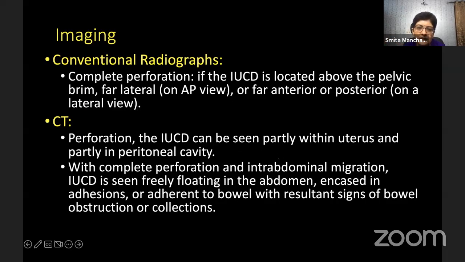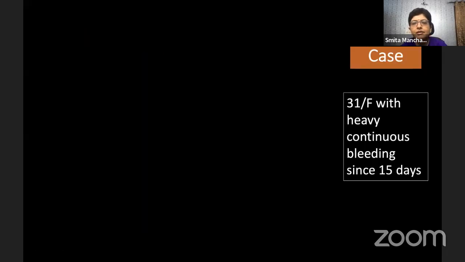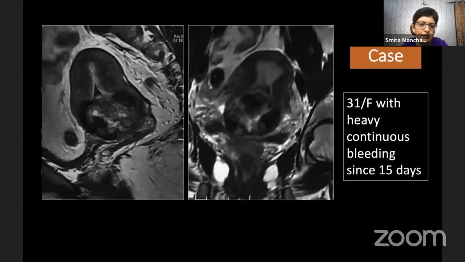On CT, as we have seen, it can be seen partly within the uterus, or it may be totally lying free within the peritoneal cavity, and there may even be an intra-abdominal migration. Now there's a 31-year-old lady with heavy continuous bleeding since 15 days. So here, what are you seeing?